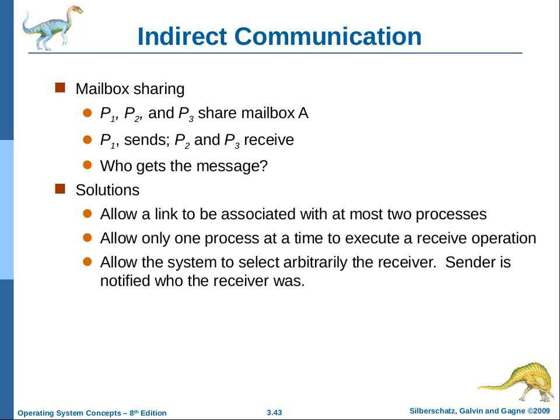I don't exactly understand what they're asking here. It depends on how you set it up. Although if it's a mailbox, you want both of them to get it, technically. So you want the link to be associated with at most two processes, one process at a time to execute a receive operation. If you only want one of them to do it, allow the system to select an arbitrary receiver; the sender is notified who the receiver was.